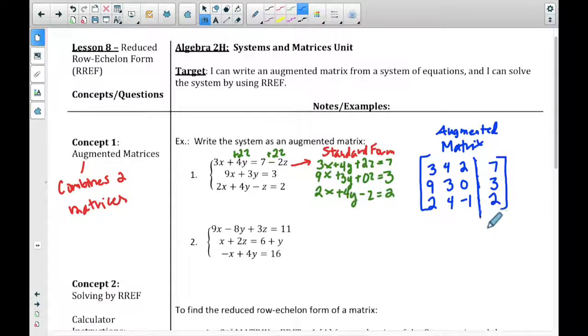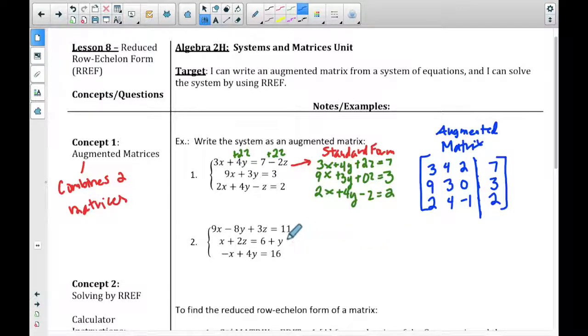And whether it's dotted or solid, what that is showing you is this used to be its own matrix, and this was its own matrix. And what we just did is we combined them and put them into one matrix. That's where the word augmented comes from. That just means that two of them have been put together. Okay, that's an augmented matrix.